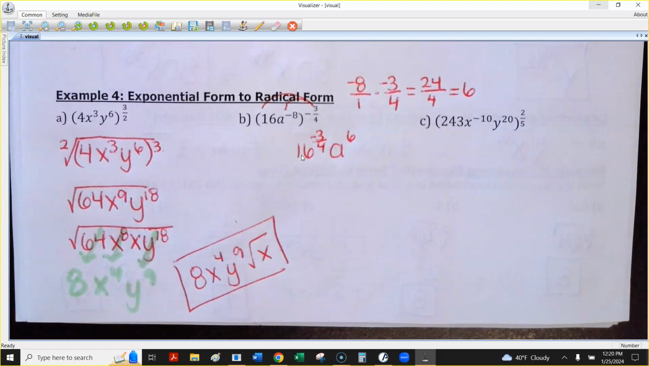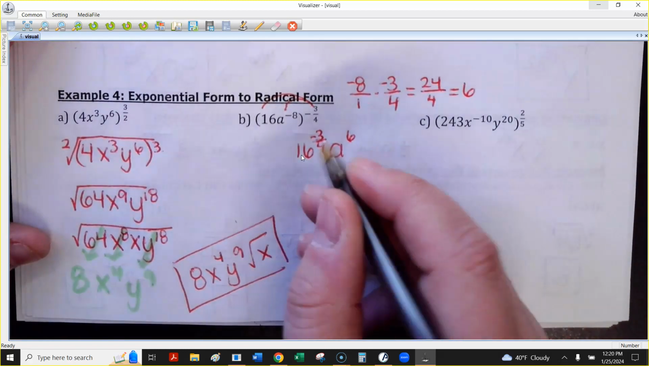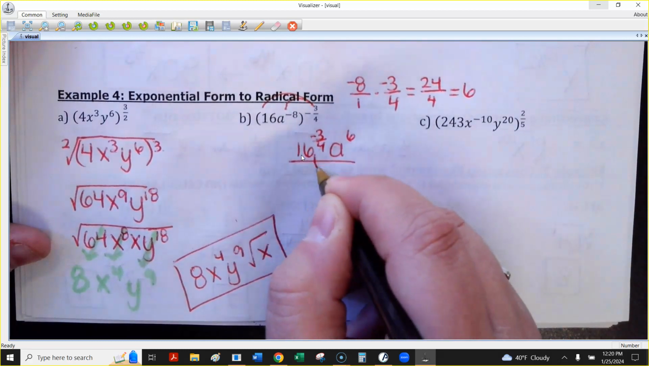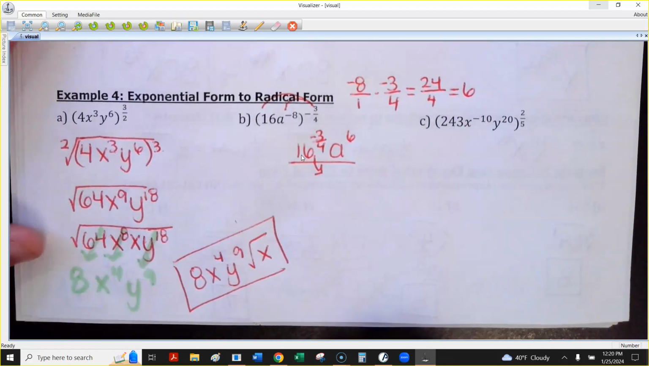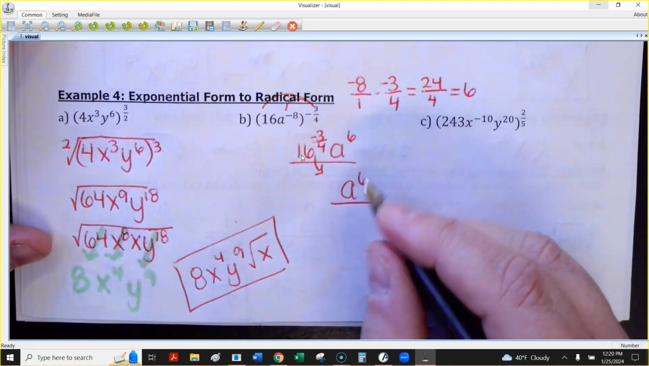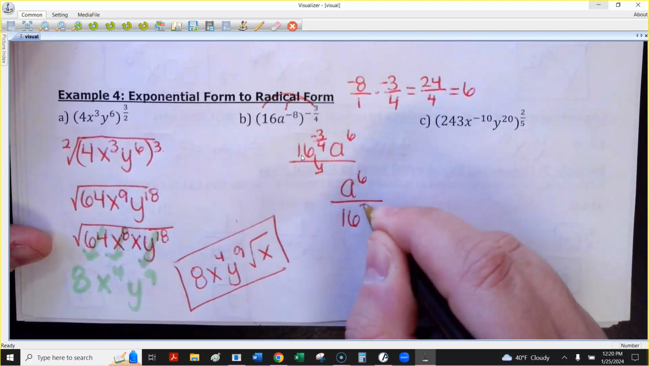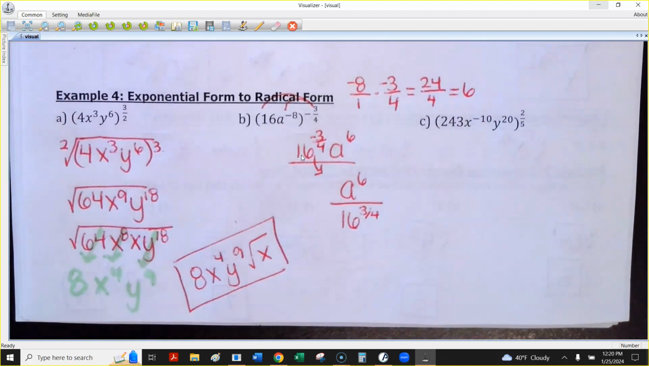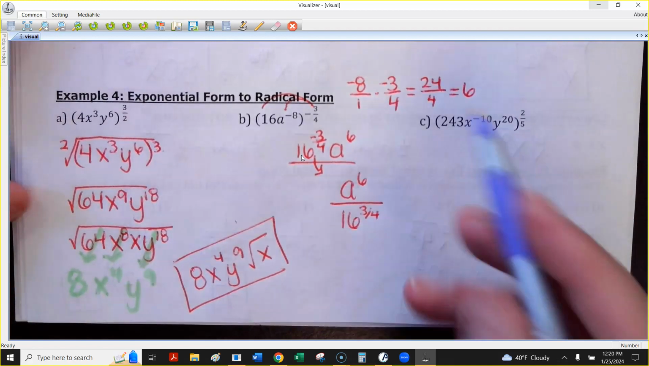Now, in terms of this one, we can't have a negative exponent, so I'm going to move this to the bottom of the fraction. So we'd have a to the 6th, and then that would be over 16 to the positive 3/4. Now, a to the 6th, you're not writing that in radical form because it's just to the 6th power. There's no bottom index to do there. You could do the first root of a to the 6th, but that wouldn't be anything. We could do 16 to the 3/4 to simplify that a little bit.